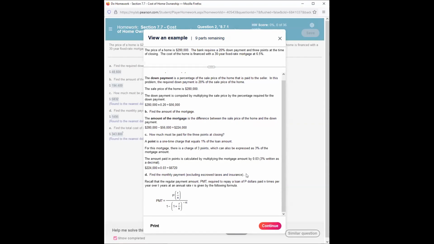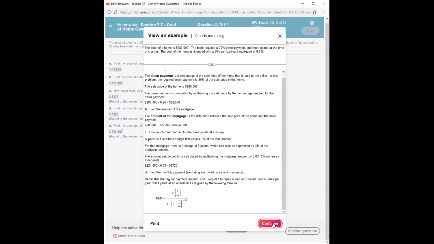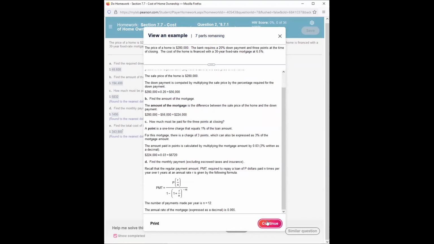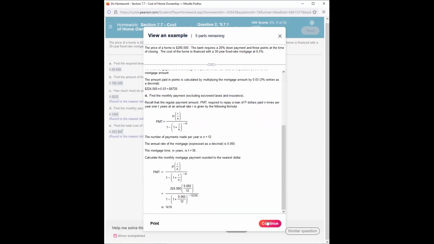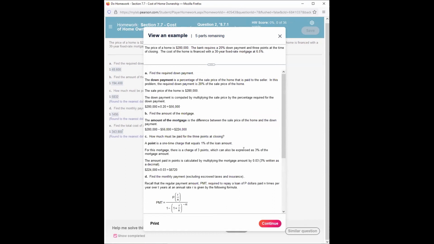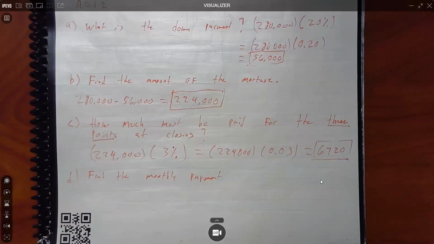Part D, now we find the monthly payment. The only question is, oh yeah, I guess we're good. Let's do the next page. Find the monthly payment. So we're going to use that formula at the top.